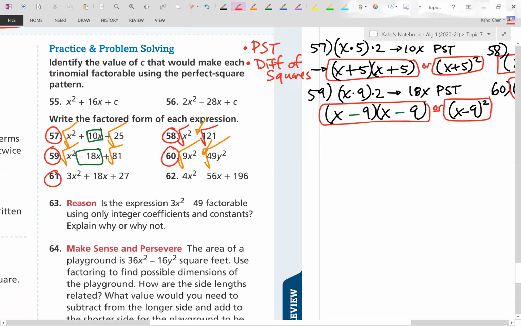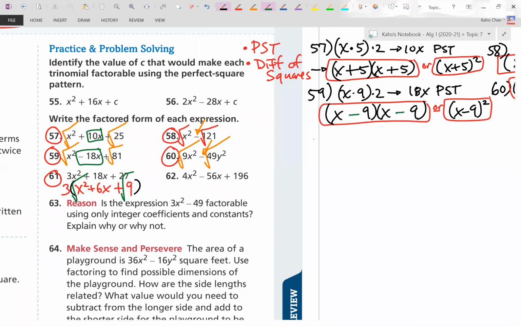Ooh, I noticed a 3, 18, and a 27. I can't square root the 27 over 3. However, can I take out a 3 as a monomial GCF and see what happens? Let's do that. When I do that, I'm left with x squared plus 6x plus 9, ooh, definitely looks familiar. x squared is square rootable, 9 is square rootable.